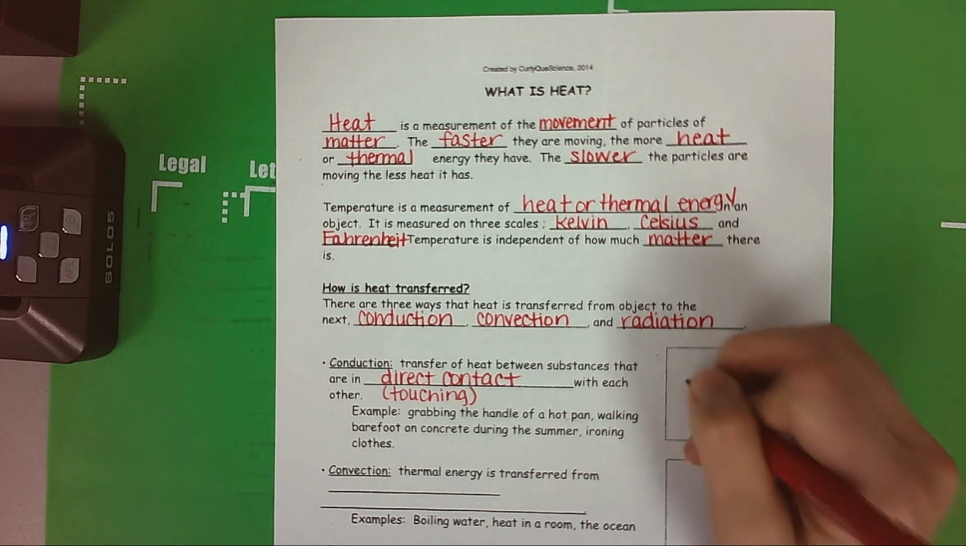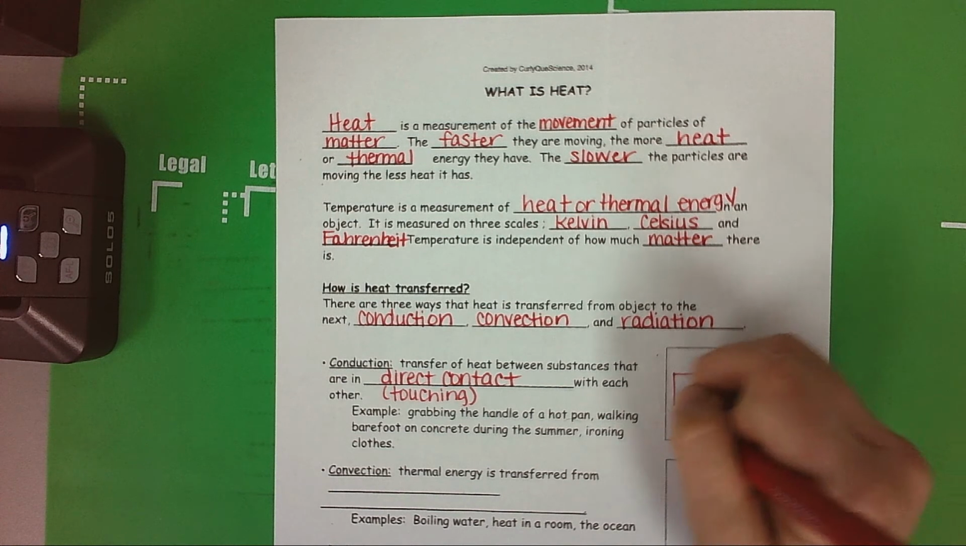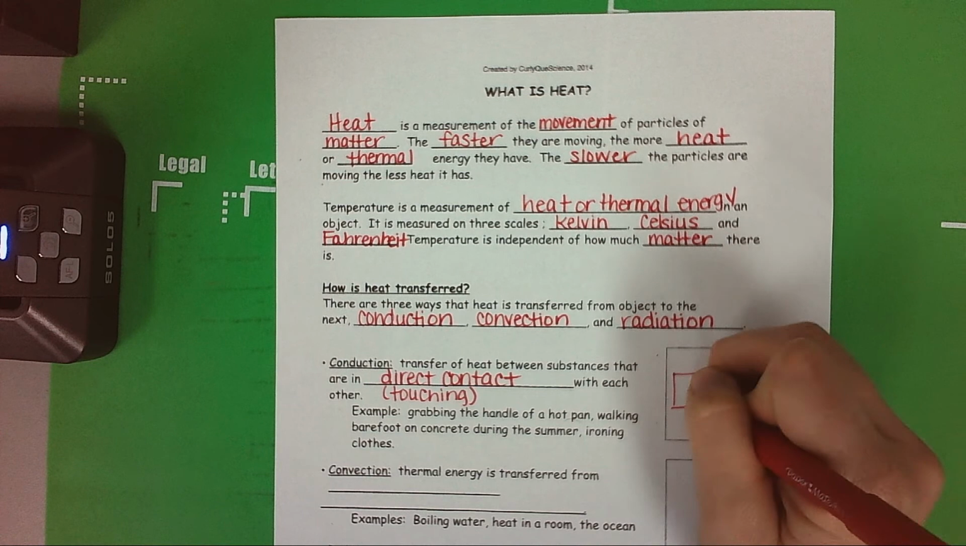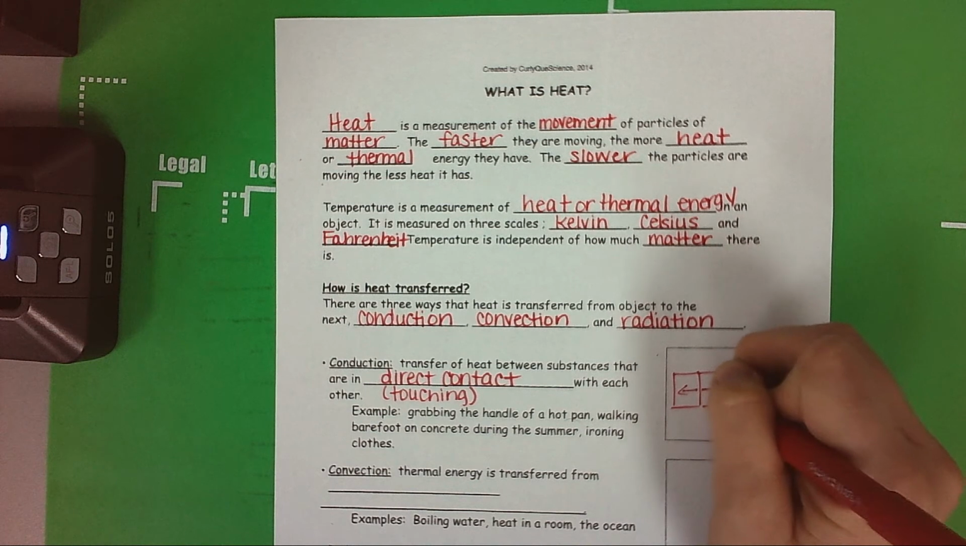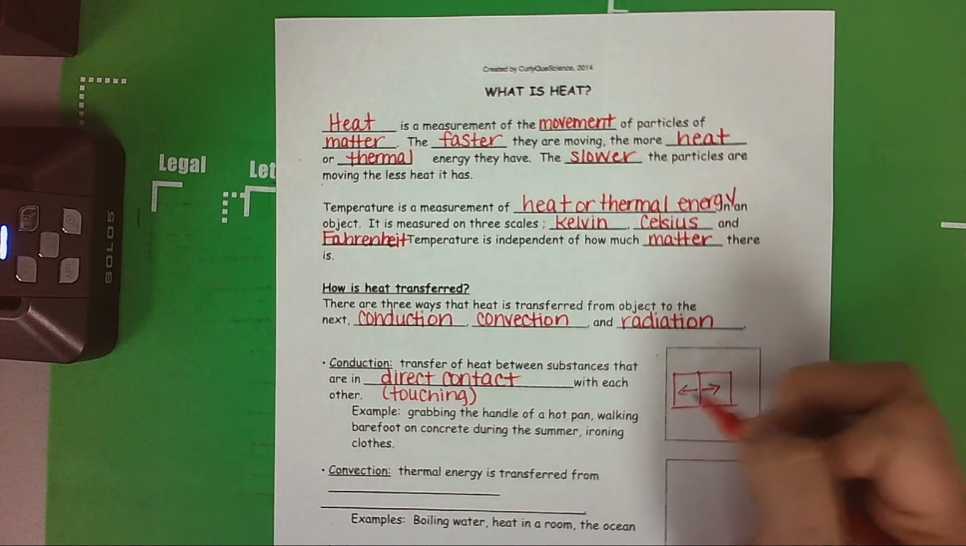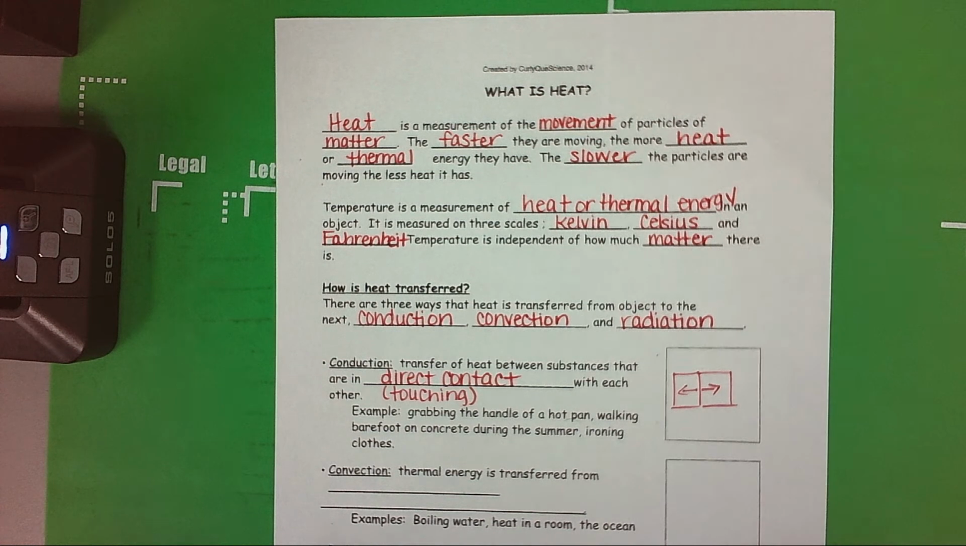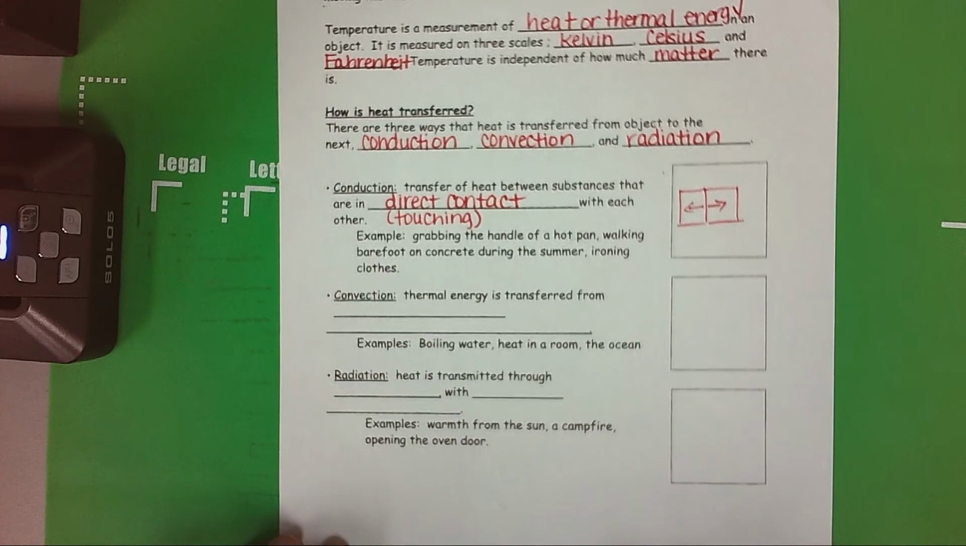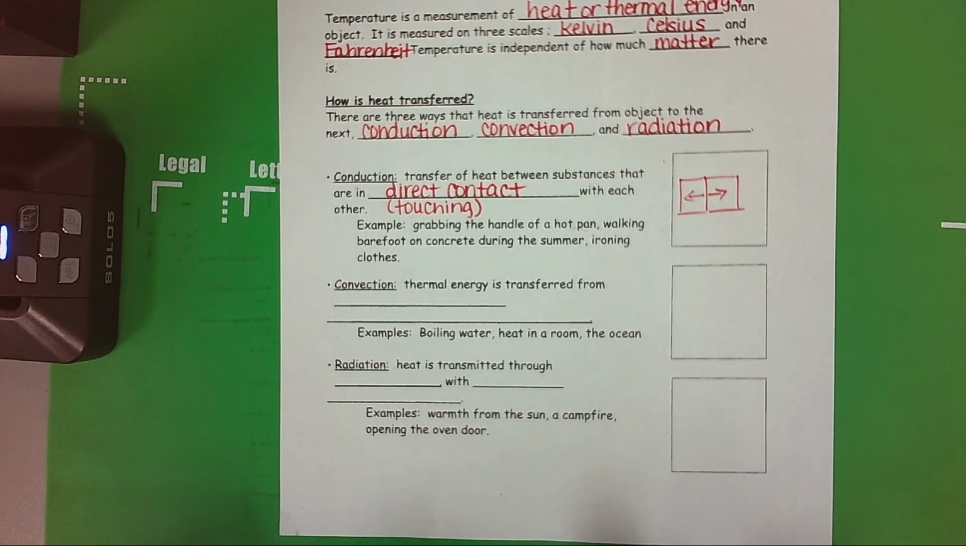Okay, so here you would draw a picture. Okay, let's just say we're going to have 2 objects, all right, and they're touching. So the heat gets transferred from one object to another. So conduction means that the objects have to touch in order for the heat to be transferred.